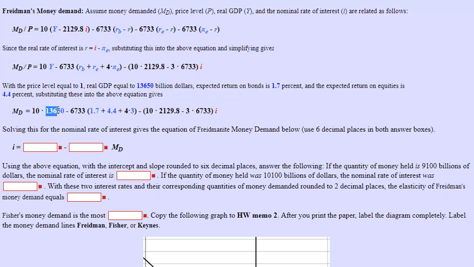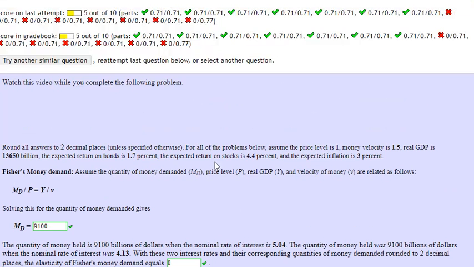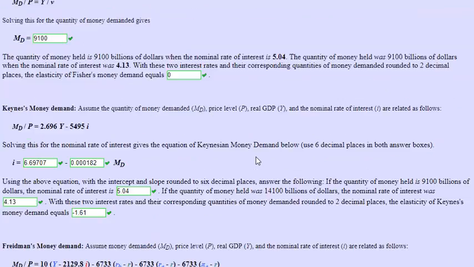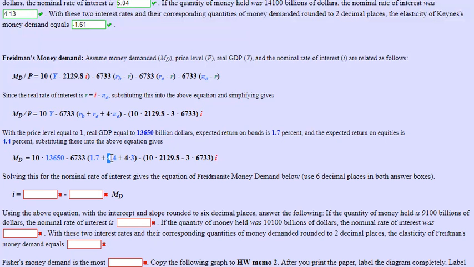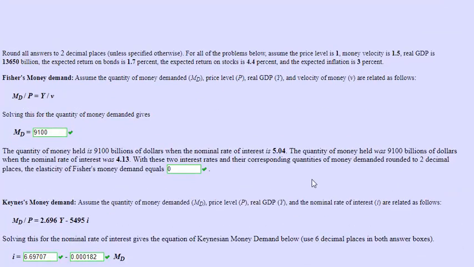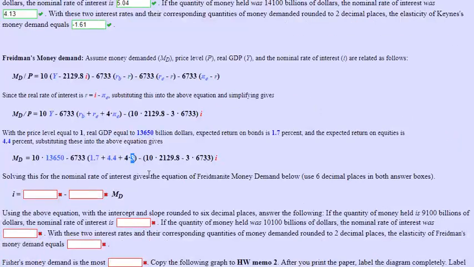Okay, and then we plugged in the value of real GDP here. This is the return on bonds. Right here, 1.7. The expected return on stocks is 4.4. That's why this is 4.4. And then this 3 here is expected inflation, which is 3. See that? And then, so it's just a matter of doing arithmetic.